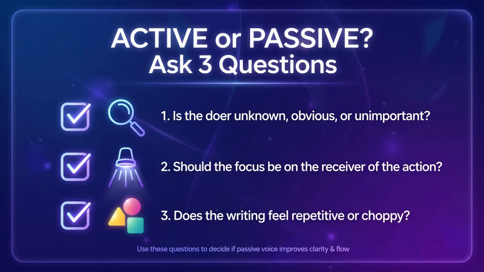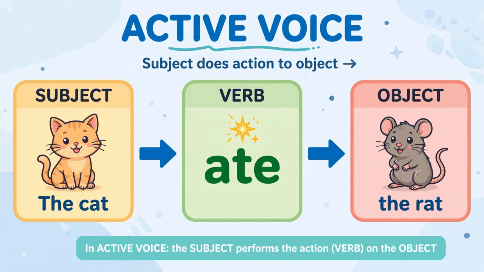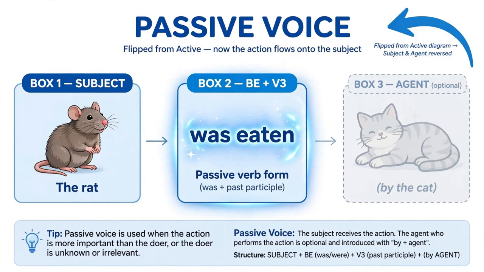Question 2. What do I want the reader to focus on? If the receiver of the action is more important than the doer, use the passive. Question 3. Does my writing feel repetitive or choppy? If yes, try a passive sentence to add variety and flow. So, do you still think the passive voice is just some complicated grammar rule you can ignore? I hope not. The passive voice isn't about making your sentences longer or more complicated.